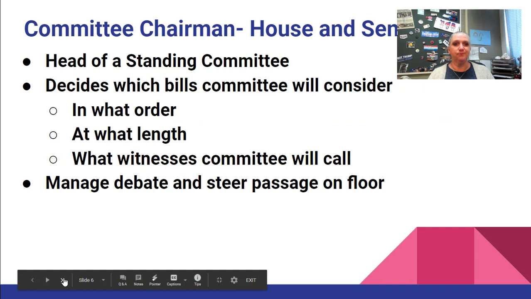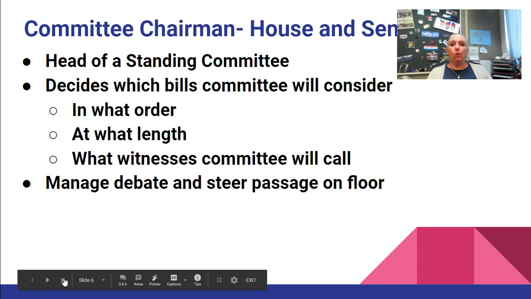And then the final leader that you need to know about for Congress is the chairman of each committee. So in the House and the Senate, they divide themselves up into committees to deal with topic-specific bills. So a chairman is going to be the head of a standing committee. That's a permanent committee. We'll talk about that here in just a moment.